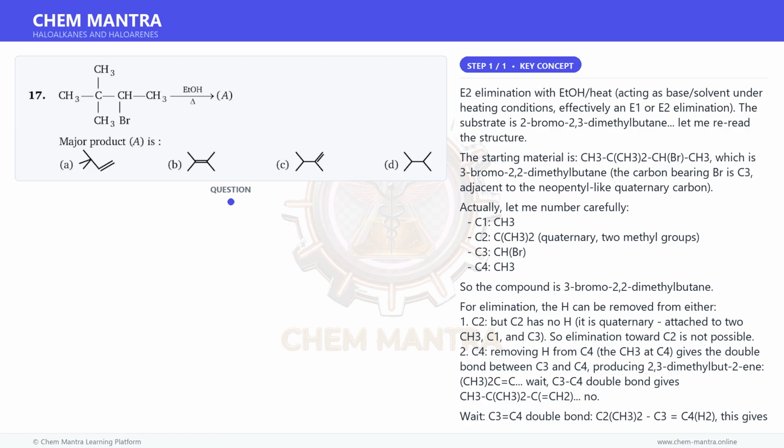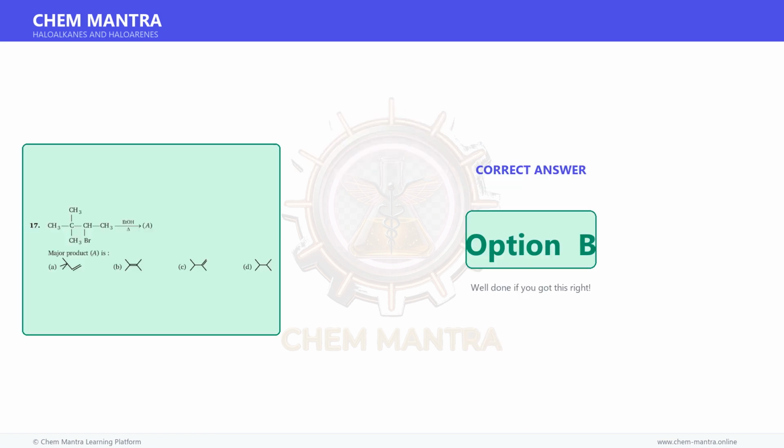the trisubstituted internal alkene. Options A, C, D represent less substituted or non-rearranged products and are not the major product under E1 conditions with rearrangement. Therefore, the correct answer is option B.